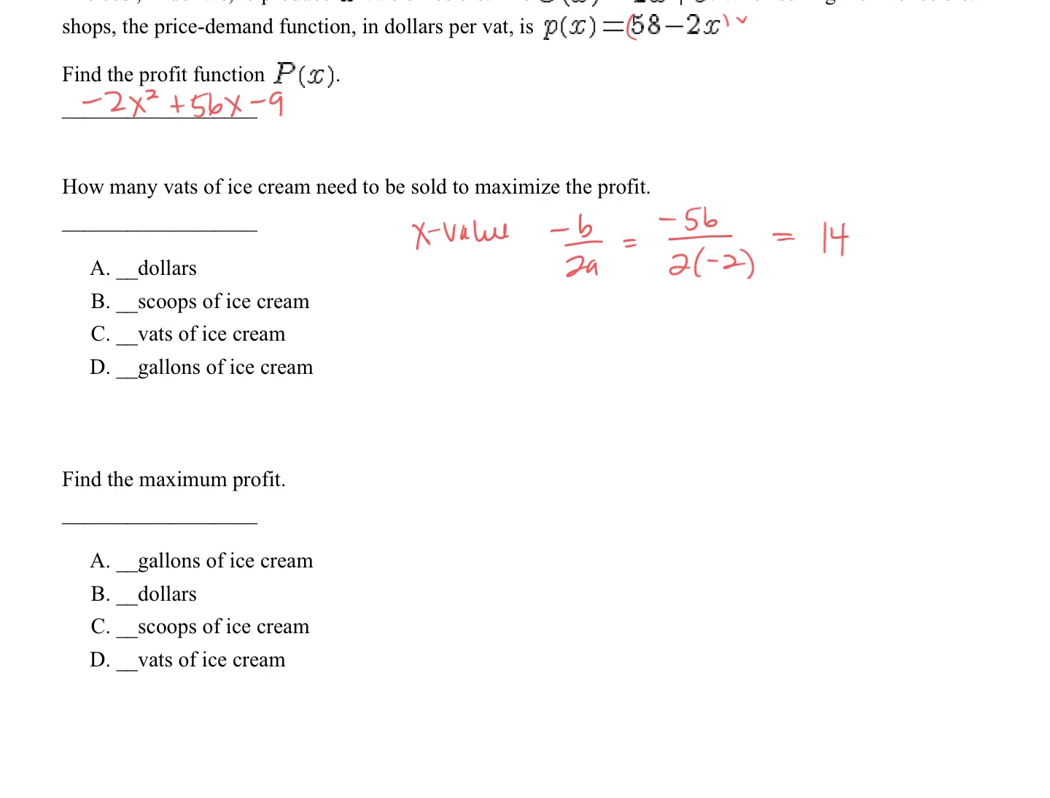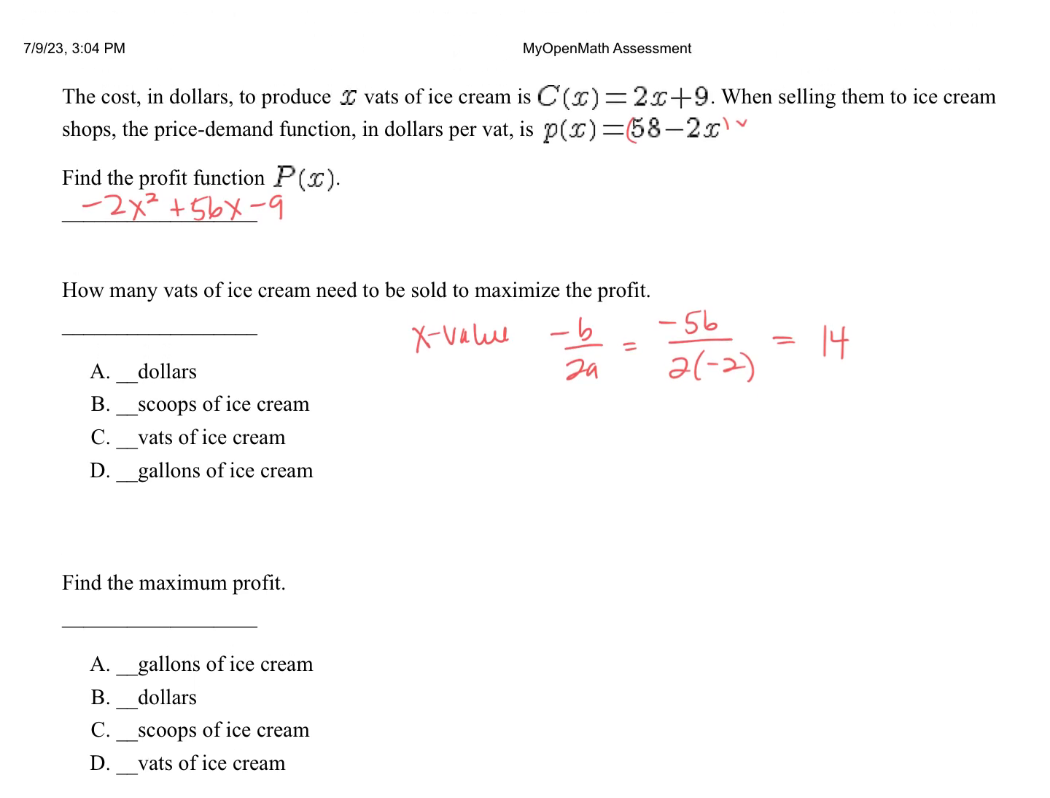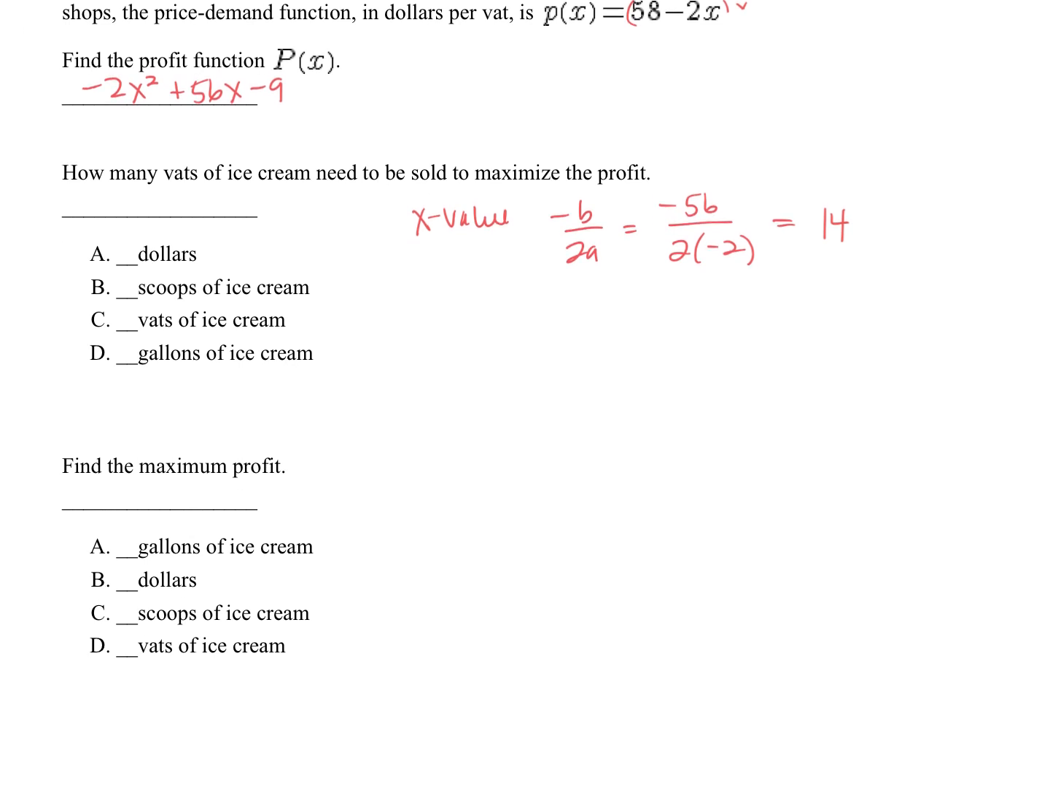So let's go back and refer to what it says. It says x vats of ice cream. So x stands for vats of ice cream. So it says 14 vats of ice cream. So how many vats of ice cream need to be sold? 14 vats of ice cream. So you would choose option C, and you would put a 14 there.